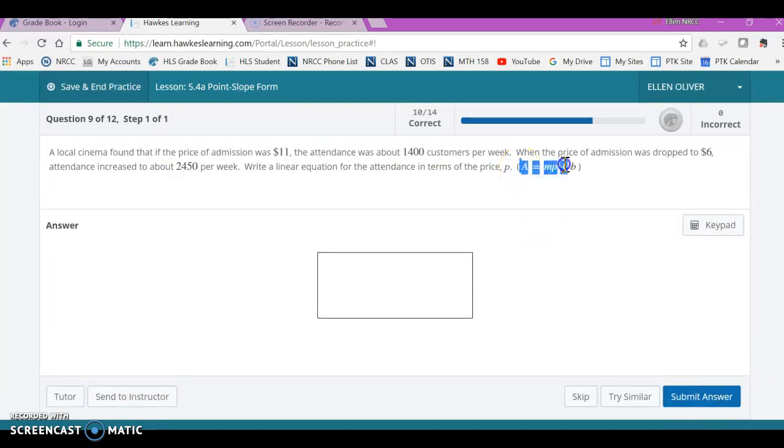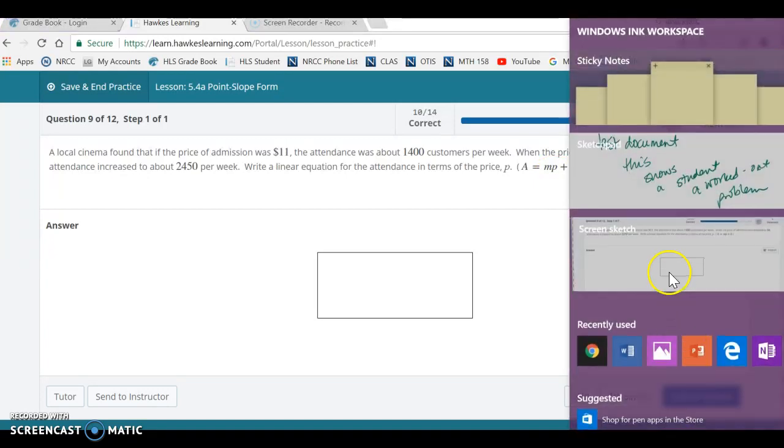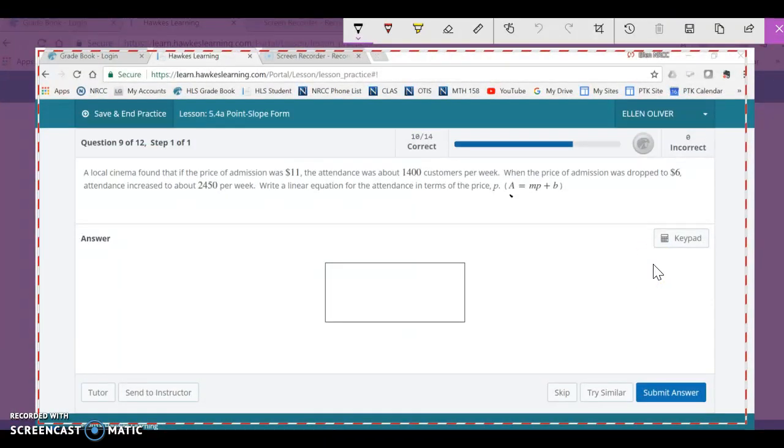All right, they give me a formula. I jump to the end to see that. A equals mp plus b. So that looks a lot like y equals mx plus b. Okay, so in this case, I can think of my x as my p. So x is this lowercase p and y is my capital A. Okay. And lowercase p is price and A is going to be your admission, your attendance, sorry.